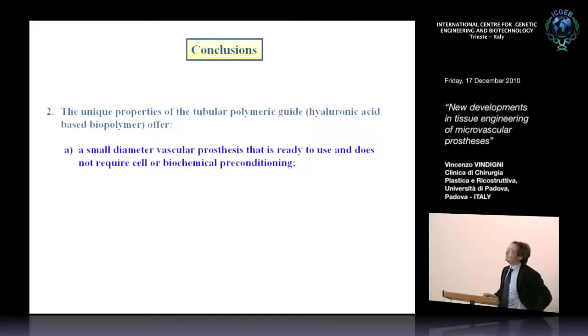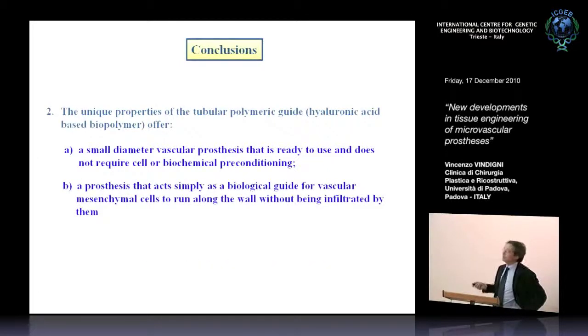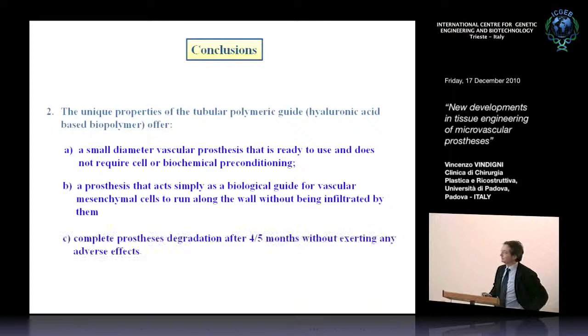The main properties of this prosthesis are that it's a small diameter prosthesis that is ready to use. Then you could use it in emergency situations. And this prosthesis does not require cell or biochemical preconditioning. The prosthesis acts simply as a biological guide for vascular mesenchymal cells. These cells are able to run along the wall without infiltrating the biomaterial. And the most important, we observe the complete prosthesis degradation after 4 or 5 months.